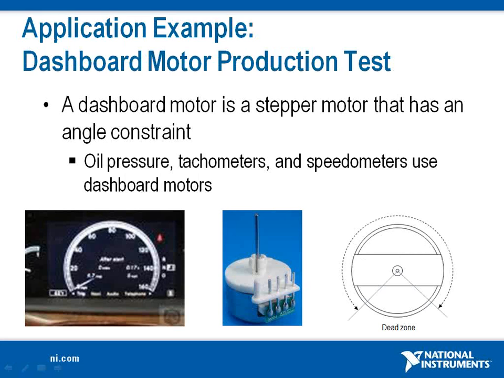Here is an example that uses wavelet analysis in the production test of a dashboard motor. A dashboard motor is a stepper motor that has an angle constraint. Instead of rotating in 360 degrees, there is a dead zone. It can only rotate between two angles. Oil meters, tachometers and speedometers on an instrument panel all use this kind of motor.